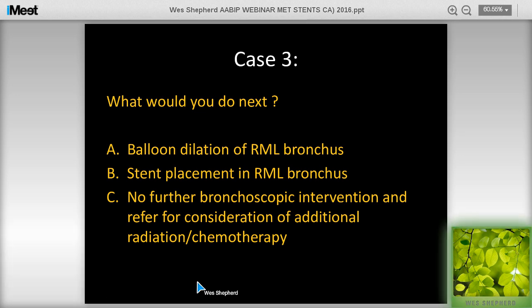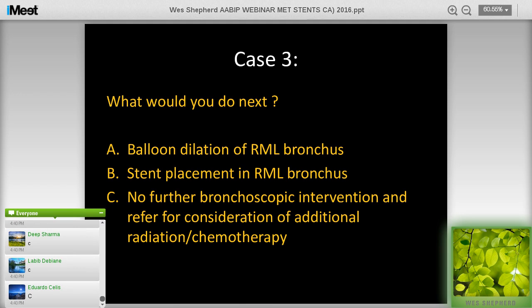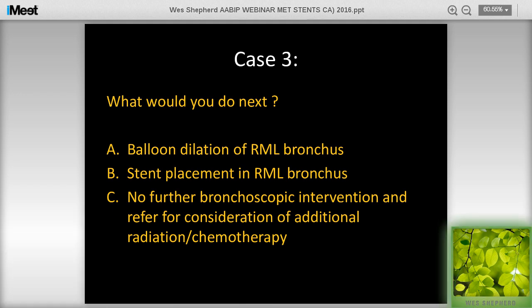All right, I'm seeing a real mixture of answers come through. It's always fascinating to me to see the diversity, and of course I wish we could have an open discussion about this. But I see a couple of people did pick B as a possibility of stent placement.